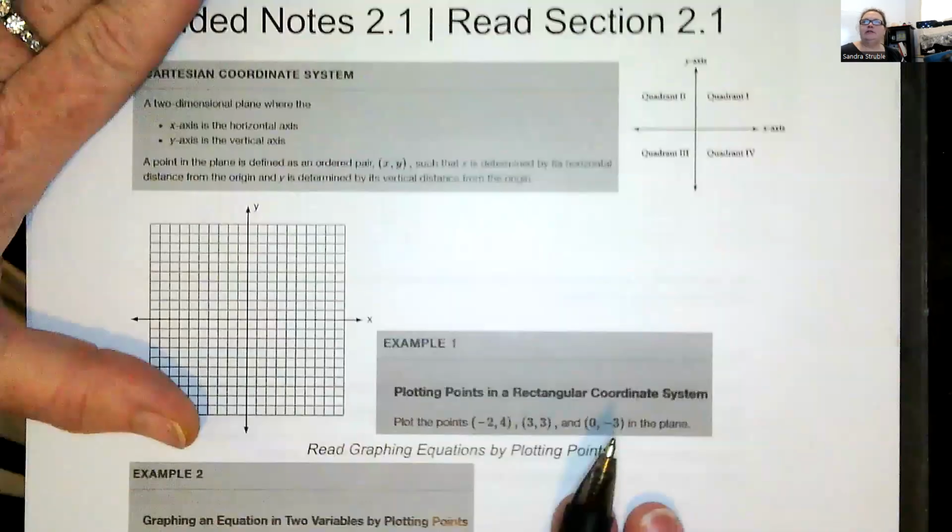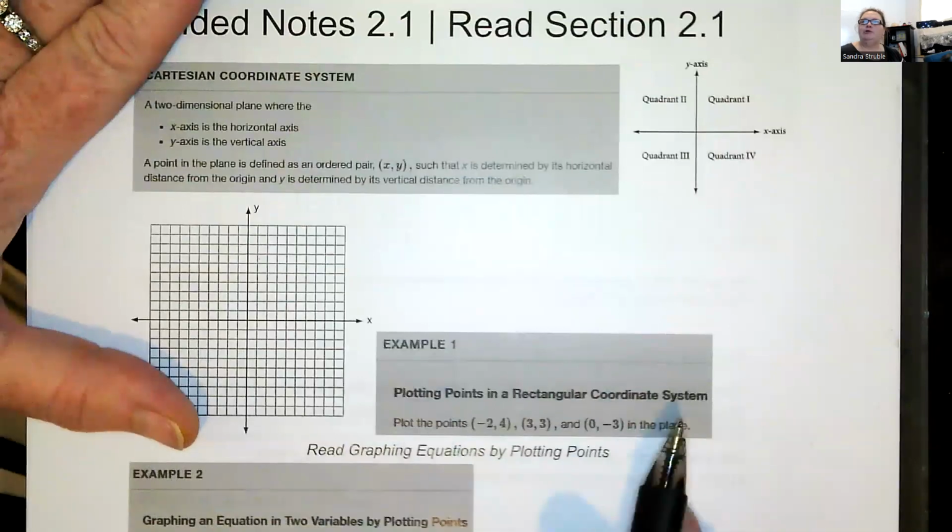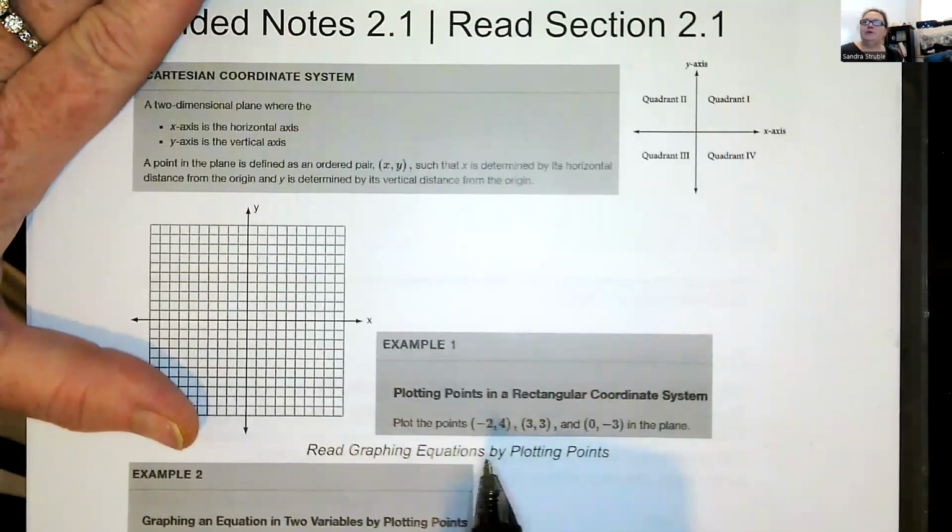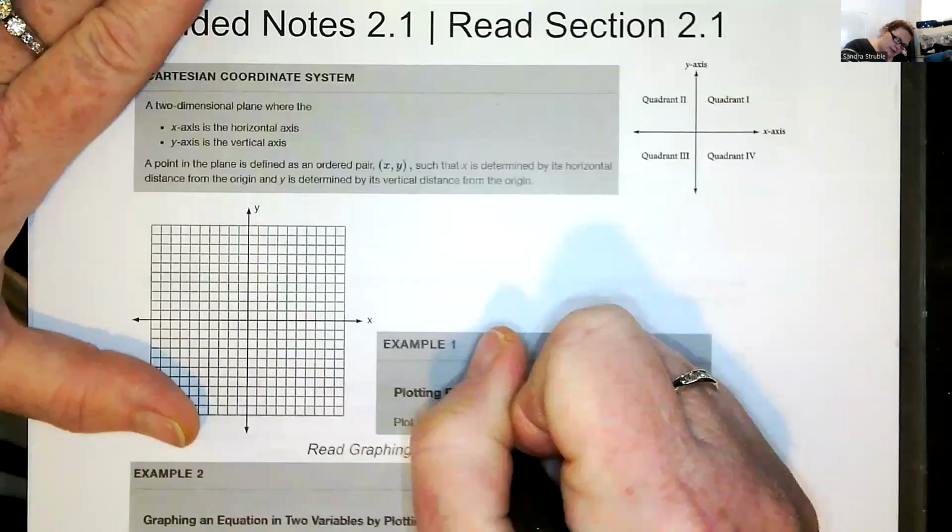All right, so let's look at this first one. Plotting points in a rectangular coordinate system. Let's get you comfortable with this. And this is just x and y.